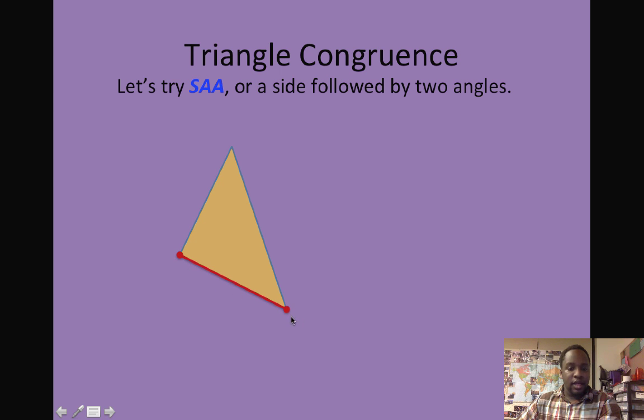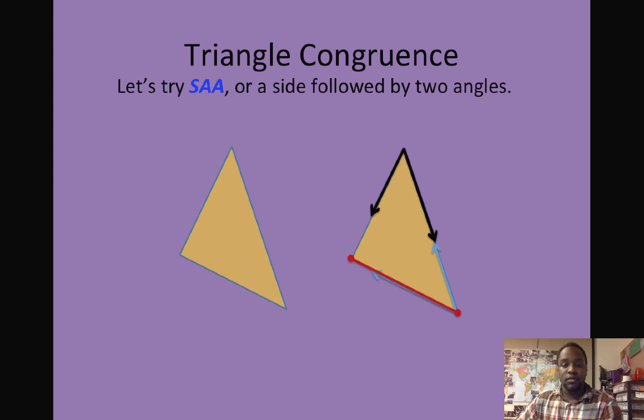So we have a side and then two angles. Side, angle, angle, or side, angle, angle. Doesn't this look pretty similar to angle, angle, side? Well, because it is. It's the exact same thing as angle, angle, side. And so, yes, it works, because no matter what we do, if we move that angle, we'll still have the same thing.